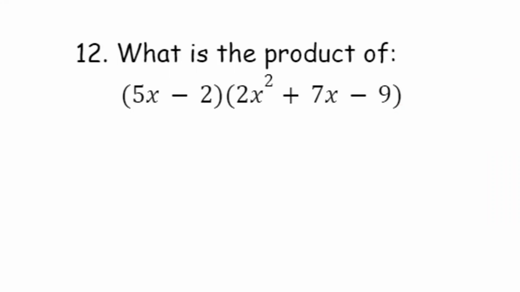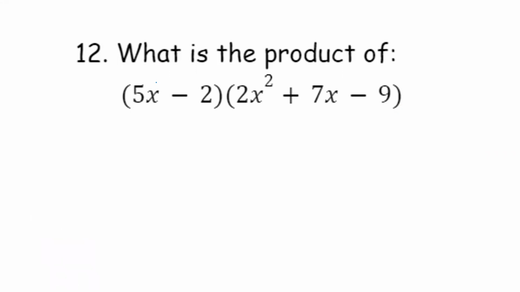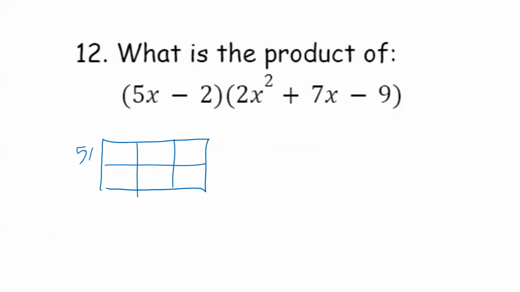Number 12 is going to require some multiplication. So this is just good old-fashioned distributing. So I'll just do a box here. And you want to go ahead and try this on your own. So if we got 5x and negative 2, 2x squared, 7x, and negative 9.